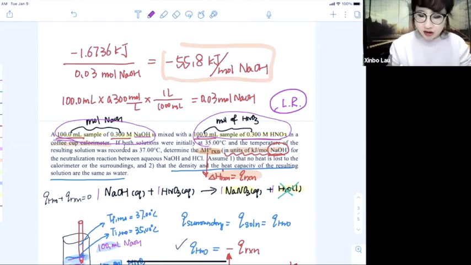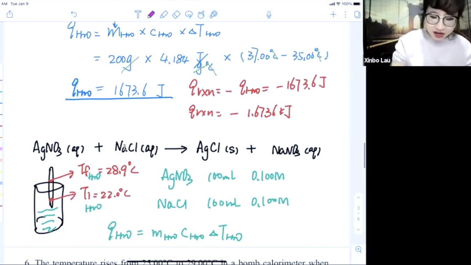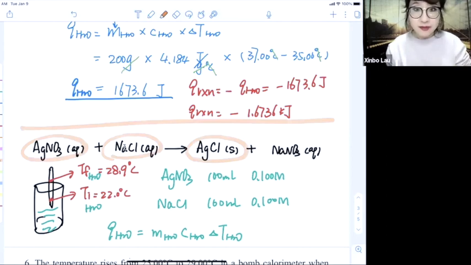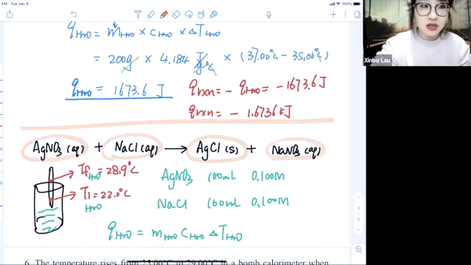And then just to further clarify, what if I have a reaction like this? Look at this, I have silver nitrate, I have sodium chloride, and I have a salt which is the precipitate, silver chloride, so I have a precipitation reaction. Then I have sodium nitrate. So that's what I have.